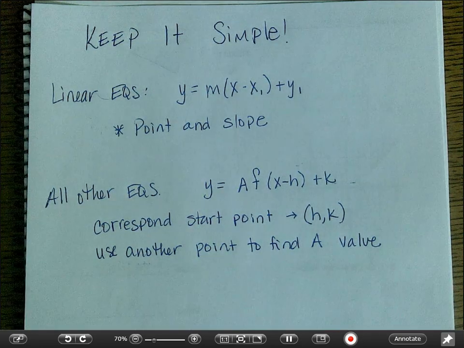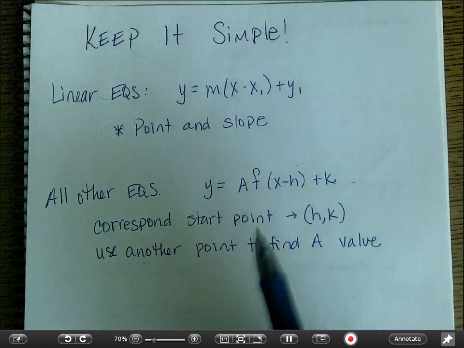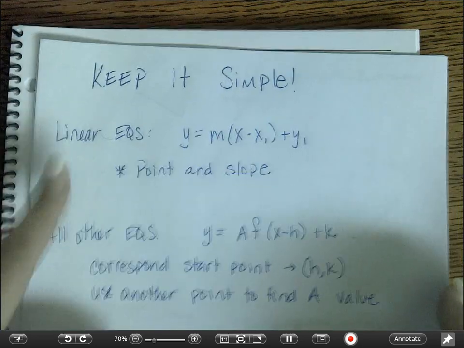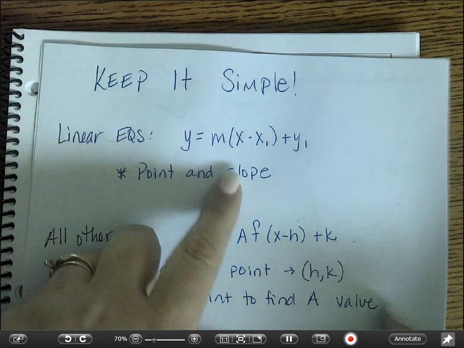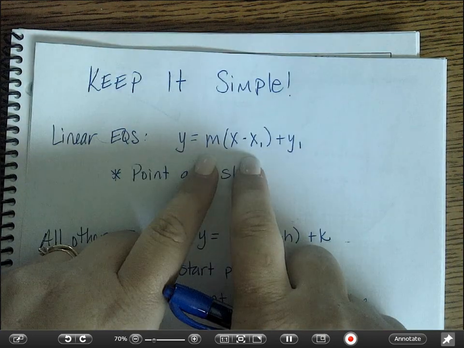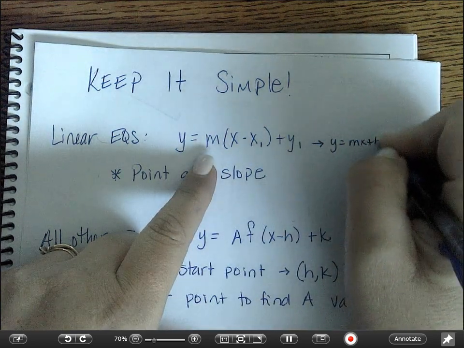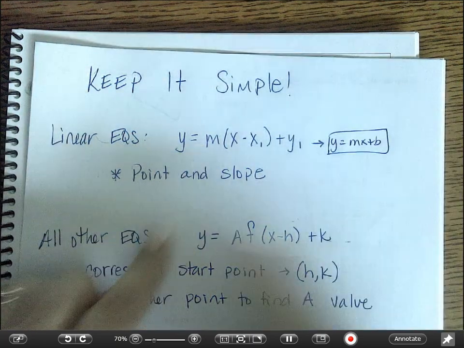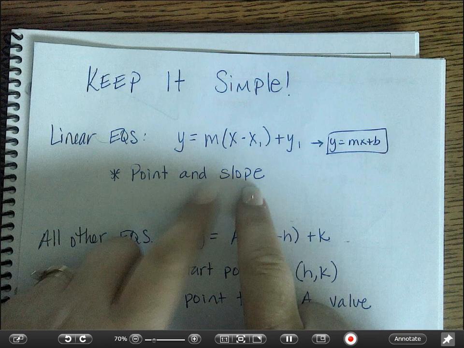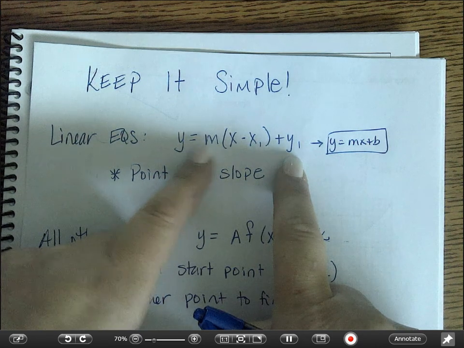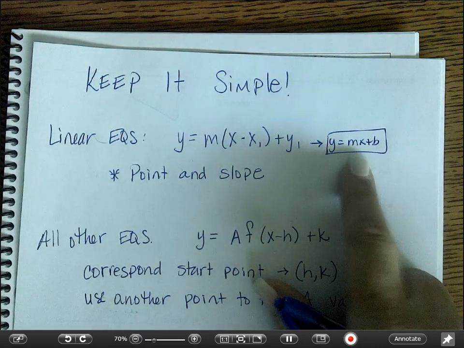Alright, I am going to reteach this in a much more simplified way. When it comes to creating equations from graphs, we're going to keep it simple. With linear equations, you are going to start with point-slope form, and then solve for y so that your final answer is in this form. You need a point and the slope. You replace the point with x1, y1, and then the slope, and then you just distribute and solve for y.